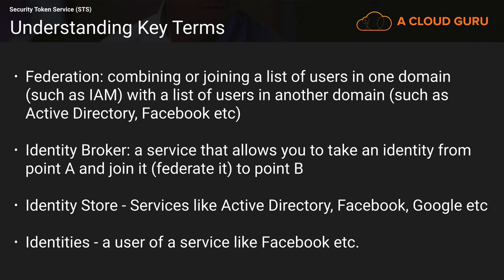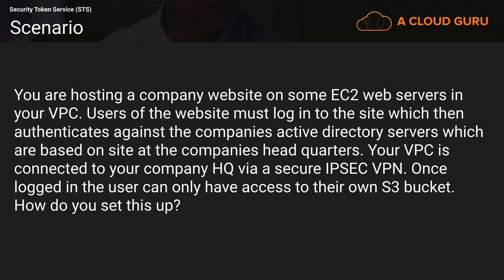So an identity is a user, and they're all stored in an identity store like Active Directory or Facebook. Then you create an identity broker, and that basically allows you to take those identities in your identity store and join them up to Identity Access Management, and that's essentially the federation of it. So you're federating, or joining, IAM with your Active Directory or Facebook, etc. And the service that allows you to do that is Security Token Service. Once it's all broken down, it becomes a lot easier.